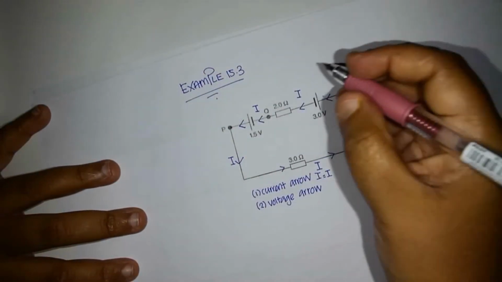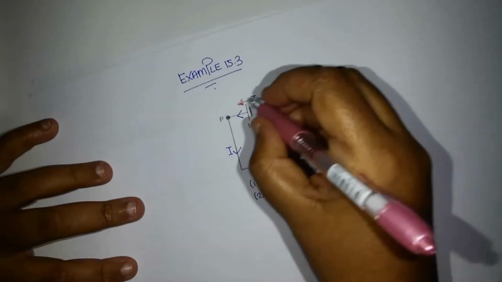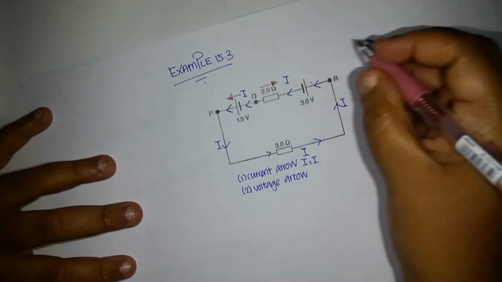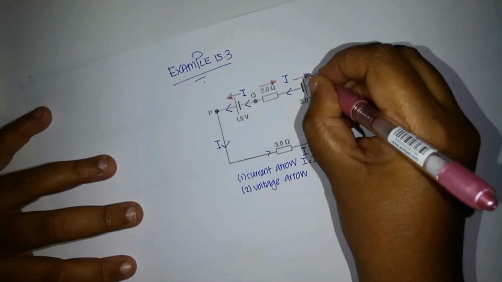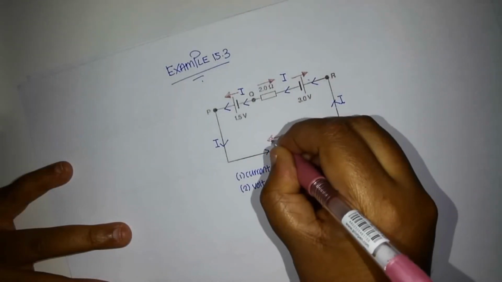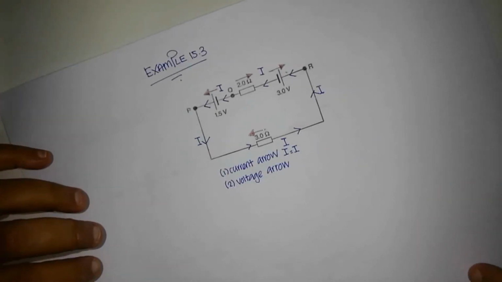This one will be in this direction, this one in this direction, potential rise, and the same goes to here. So for both cells and also for the two resistors, I've already drawn the voltage arrow.